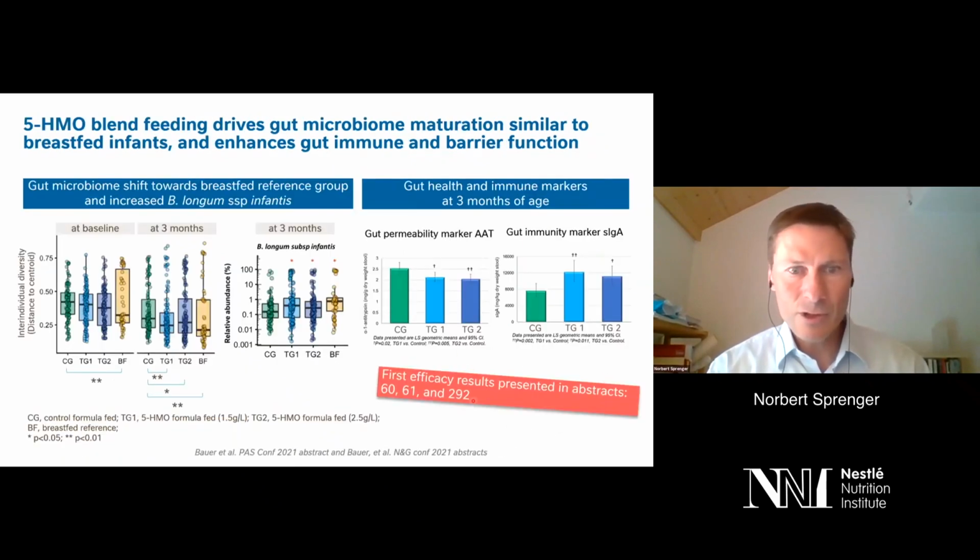Now I just want to give you a little snapshot on the more recent study that will be presented here at abstracts 60, 61, and 292. So what we found with the new trial where we have 5 HMOs tested in infant formula feeding, we saw at 3 months of age that the microbiota in general approaches the one from breastfed infants. We see particularly B. infantis going up with the HMO feeding in the formula. And we see now, interestingly, also gut permeability markers going down, as you would have expected. And we see immune markers like the secretory IgA going up in our formula-fed infants with the HMO compared to the control. So more to come from the abstracts that you can see here.